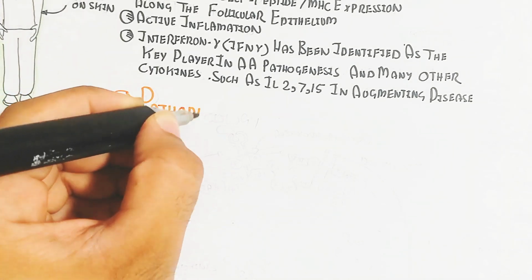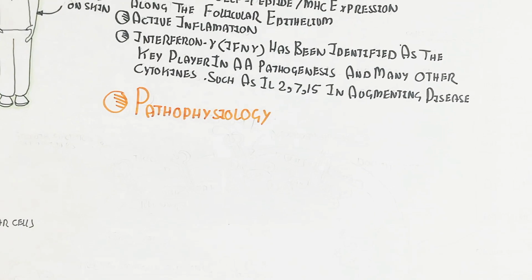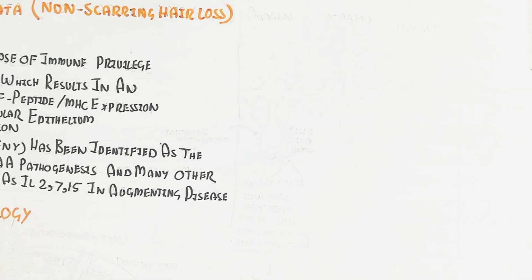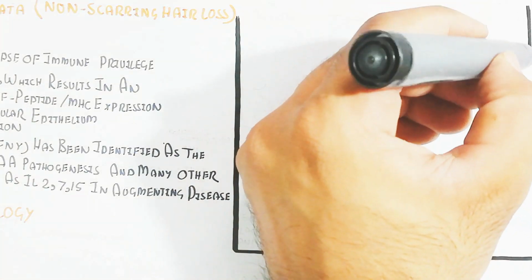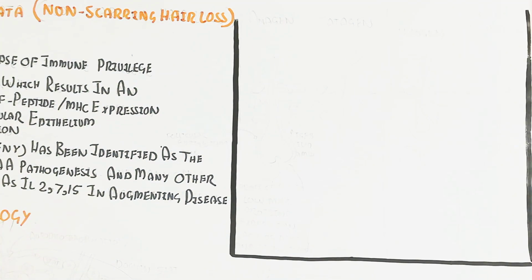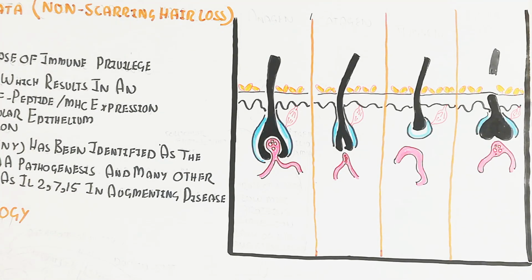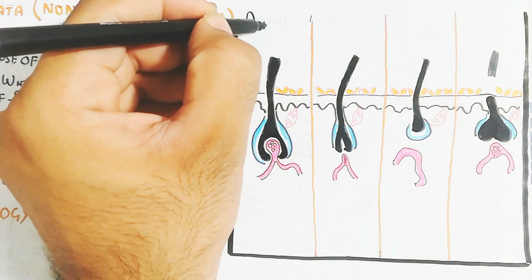Anyhow, the pathophysiology or pathogenesis we will understand in this video now. First of all, we will understand the development and growth of the hair. Here we can classify the growth on the basis of category: the anagen, catagen and telogen.